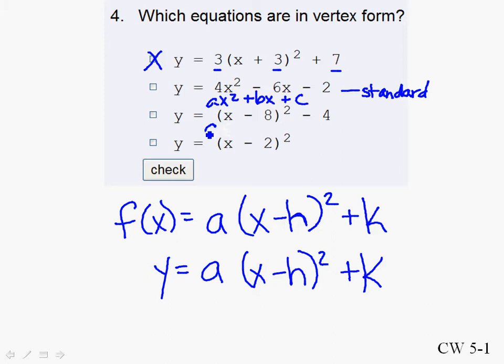This one we have a, which is a 1. This is our h and our k. So that one is in vertex form. And this one, this is our a, our h. We have no k value, which is all right, because that just means that the y value in our vertex would be 0. So this one is also in vertex form. Go ahead and try your number 4.